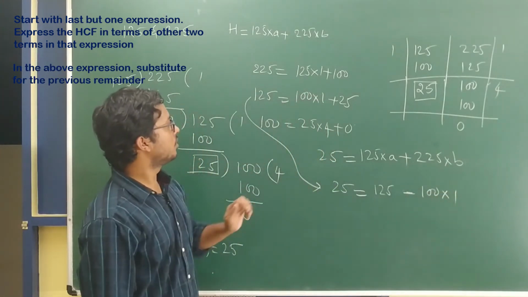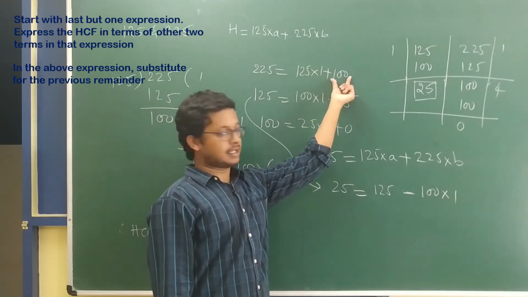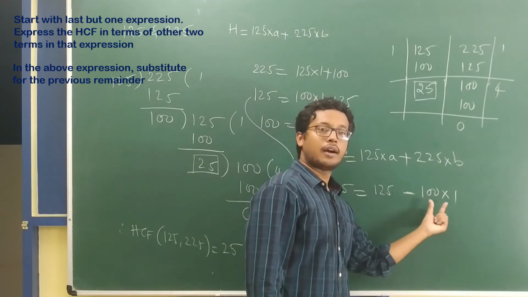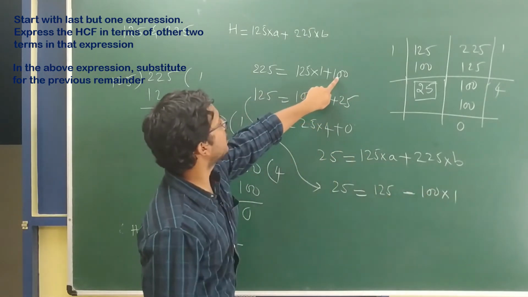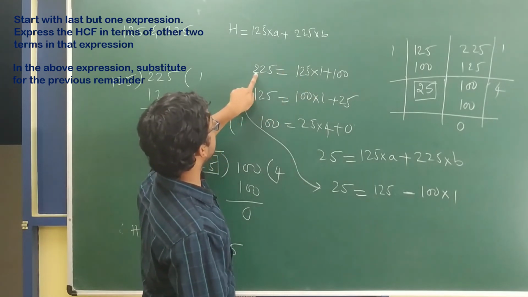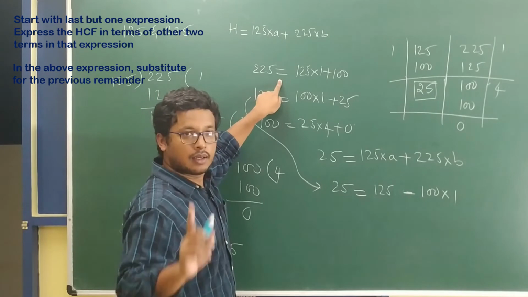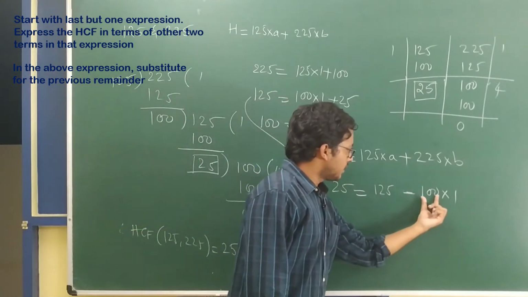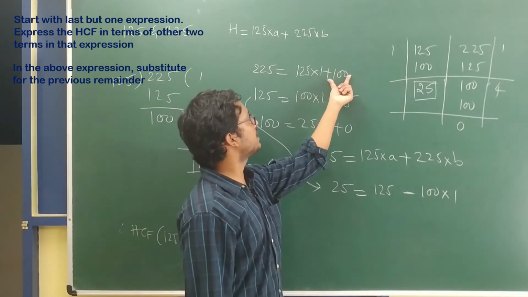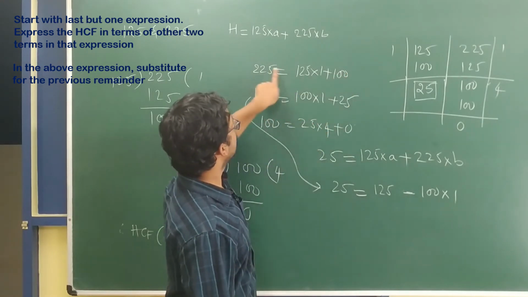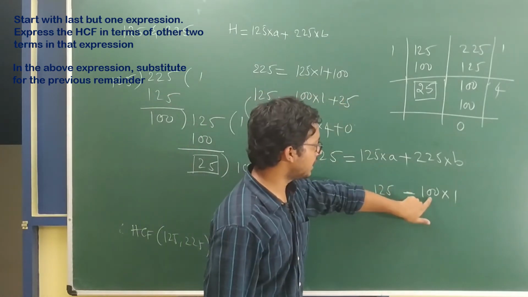Alright. Now what you do is you go on substituting for the previous remainder. So the previous remainder is 100. So you now substitute for 100 in this expression. So what is 100 from this one? You bring this term this side. So it is 225 minus 125. I hope you understood what I did here. So 100 is the previous remainder here, and the previous remainder can now be written as 225 minus 125. So substitute for 100 in this equation.